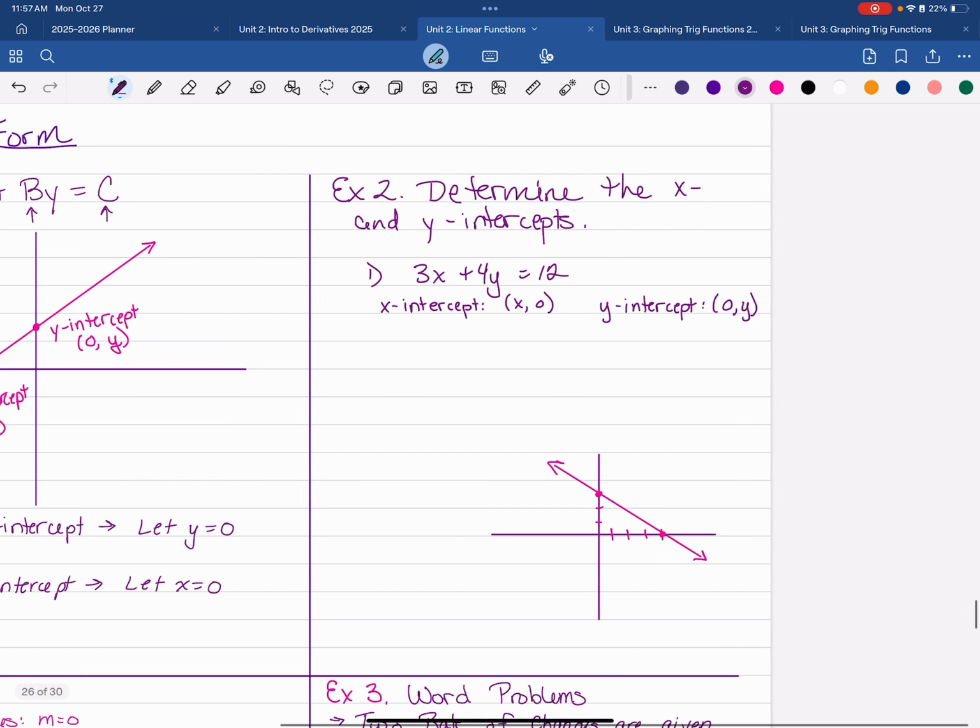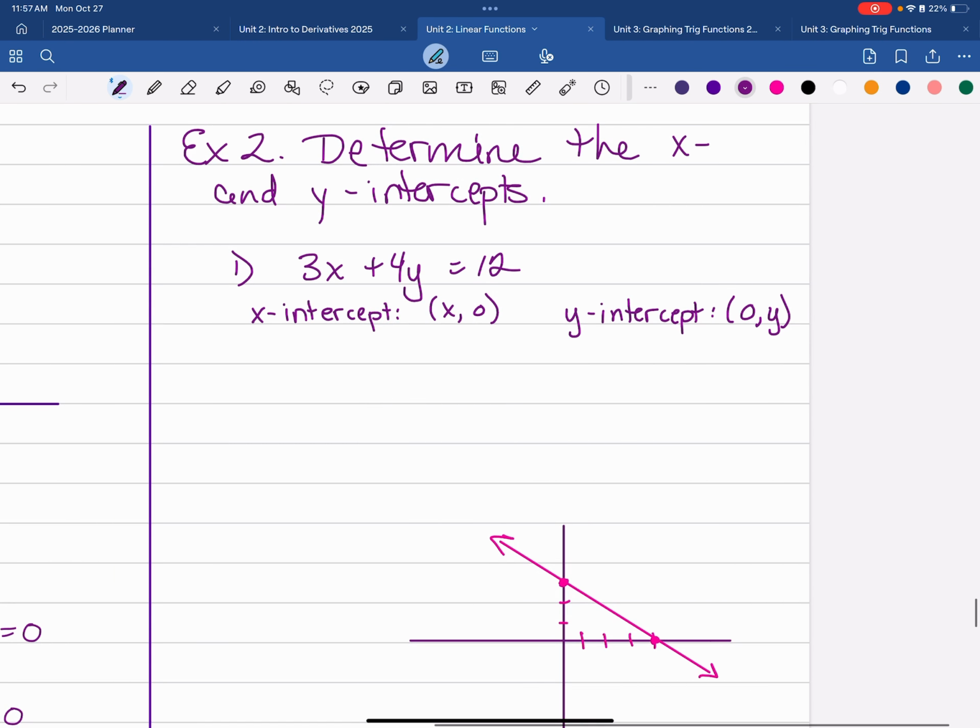So let's take a look at an example. We're going to determine the x and y intercepts for the equation 3x plus 4y equals 12. So first I'm going to look for my x-intercept. So I'm going to let y equal 0. So I wrote out x comma 0 to remind myself. So I'm going to write 3x plus 4, and then in parentheses 0, equals 12. When I simplify this, 4 times 0 is 0, so that cancels out, and I'm just left with 3x equals 12. So x equals 4. So I get the ordered pair 4 comma 0, which I've graphed right here on the coordinate plane.